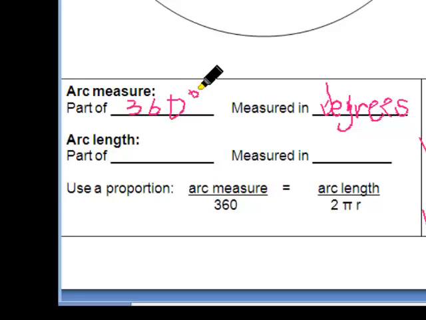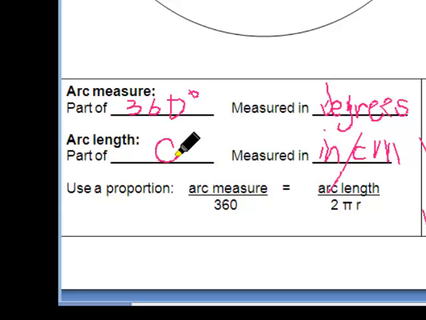Now, when we call it arc length, length is something like the length of a football field. So that's something that I can measure in inches or centimeters or feet. So it's measured in inches or centimeters, and that's going to be part of your circumference. And I'm just going to put a big capital C. You can write out the whole word.